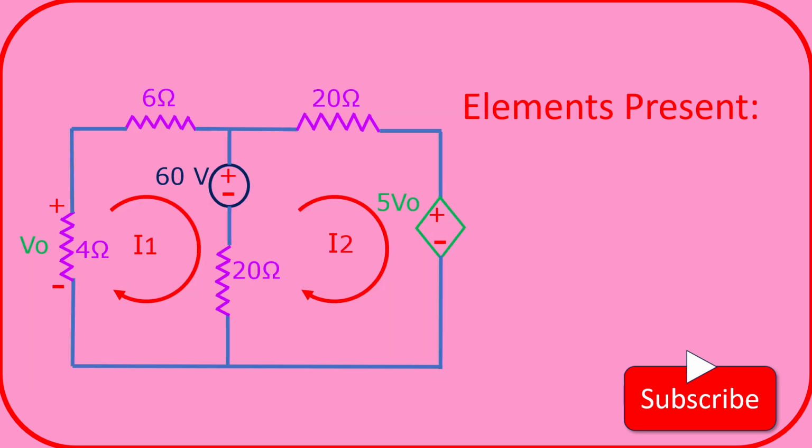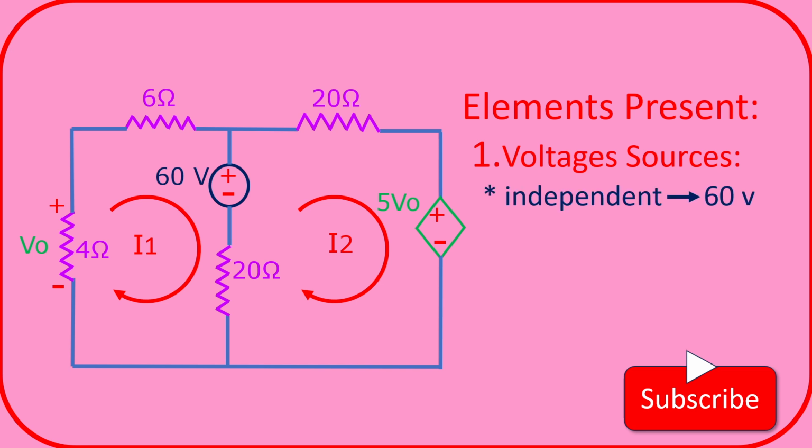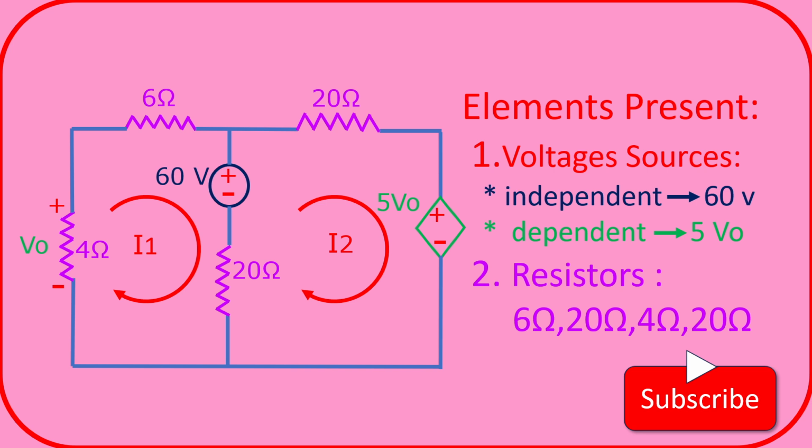And what are all the elements present here? We have the voltage sources, independent and dependent. The independent voltage source is the 60 volt voltage source and the dependent one is 5 V0. And we have the resistors 6 ohm, 20 ohm, 4 ohm and 20 ohm.